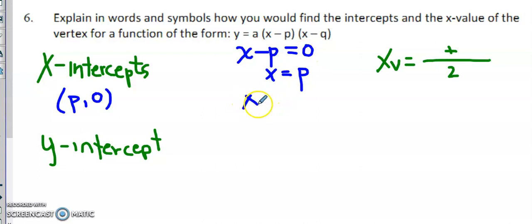And then for the other one, it's x minus q equals 0. So again, if I add q to both sides, I get x equals q. So the other x-intercept is q, comma 0.